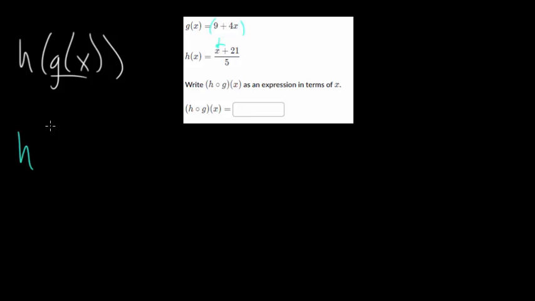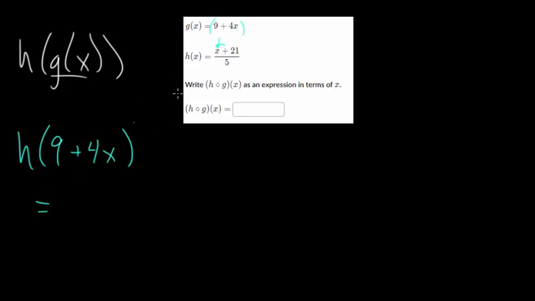In this one, we're given our two functions, and we're asked to write h of g of x as an expression in terms of x. So we want to find h of g of x, and we're going to replace g of x with this entire linear expression here, this 9 plus 4x, and then anywhere in h we see an x, we're going to replace it with this whole expression. So we really have h of g of x, but that's just 9 plus 4x.